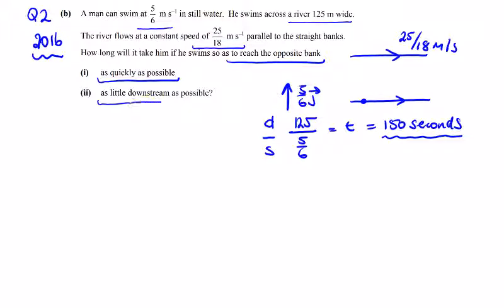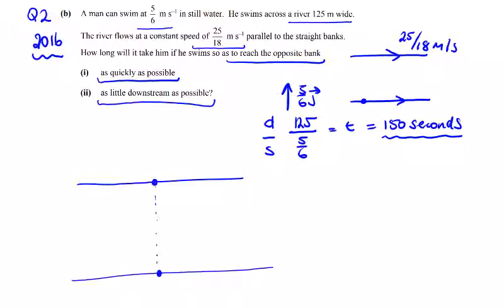Now, as little downstream as possible. So what's going on here? As little downstream as possible is straight across. If we imagine that he is here, he wants to end up, let's say, somewhere like this here. That's as little downstream as possible.